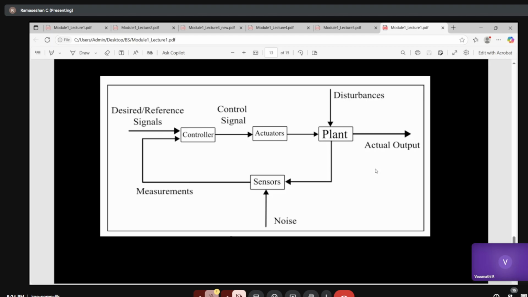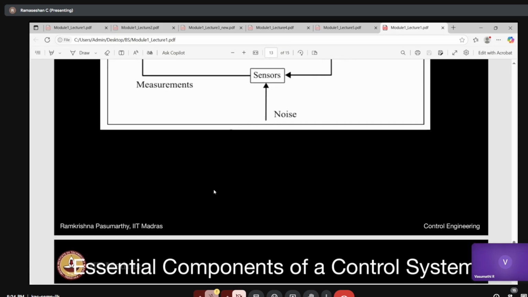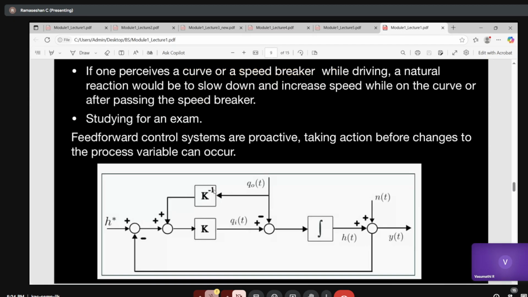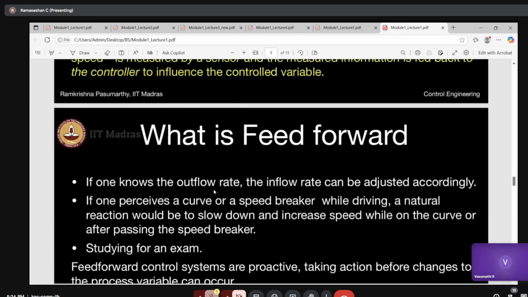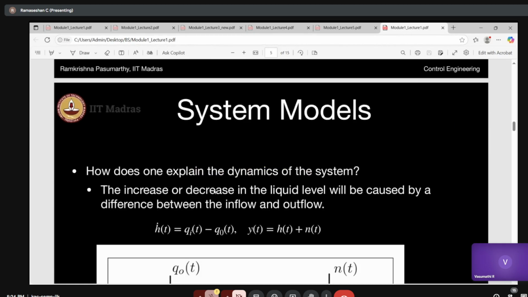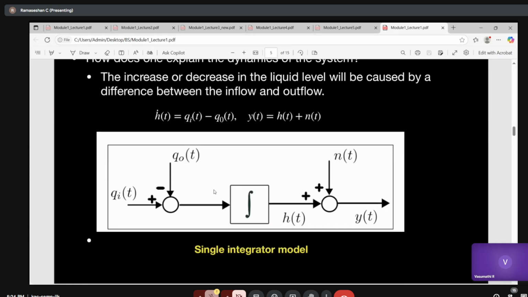Not all conservation laws in physics are relevant to a control problem. Only some are. Don't bother too much about it. And the second question was: the single integrator model represents conservation of what?